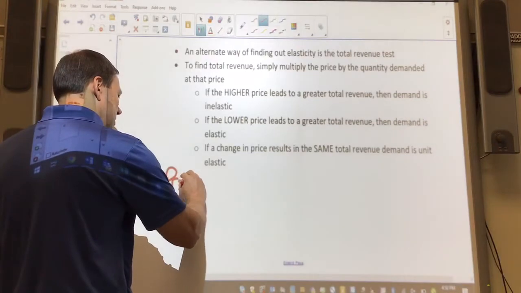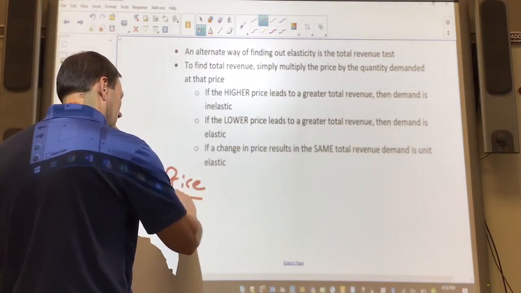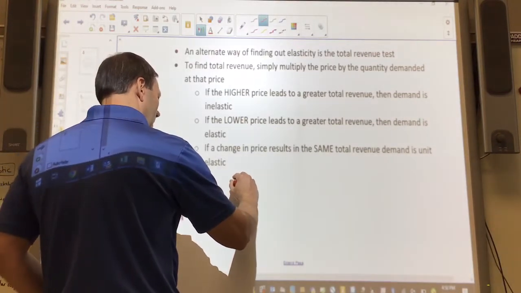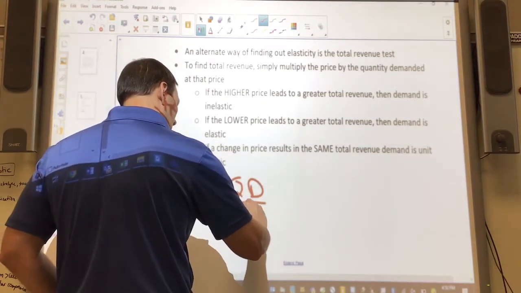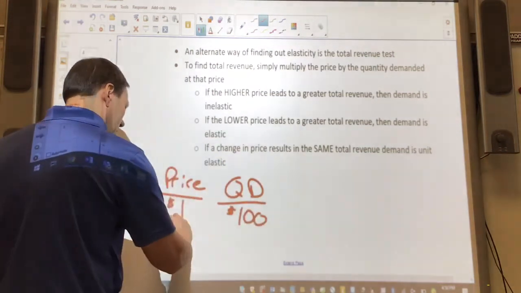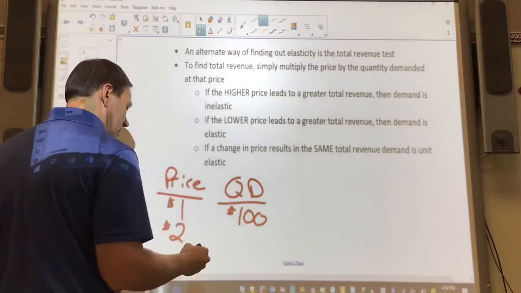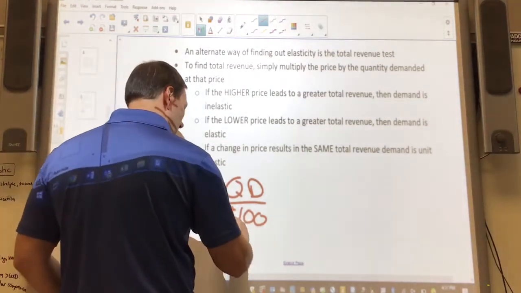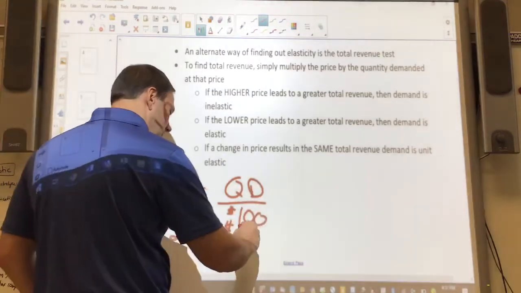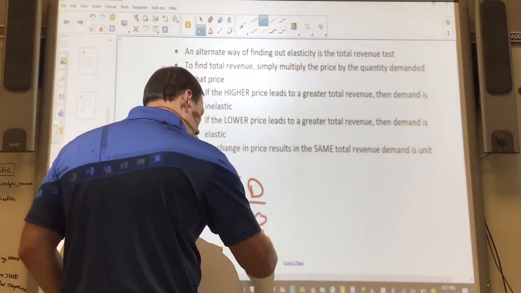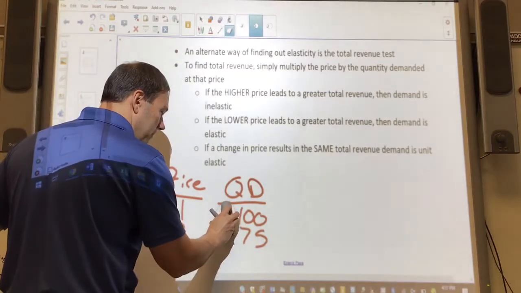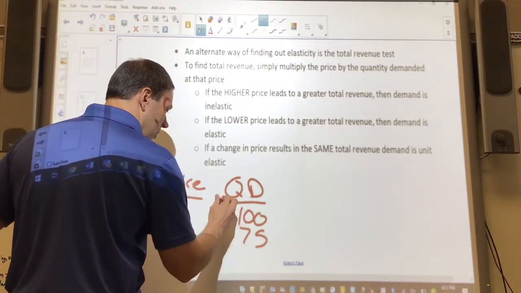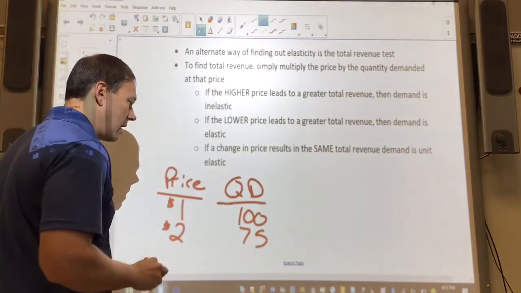Let's say that the price of something is $1, and the quantity demanded is, let's just say, 100. And then you raise the price to $2. As you raise the price, some people are not going to buy it, right? That's the law of demand. The price goes up, demand goes down. So quantity demanded is 100, and if you raise the price to $2, quantity goes down to 75.